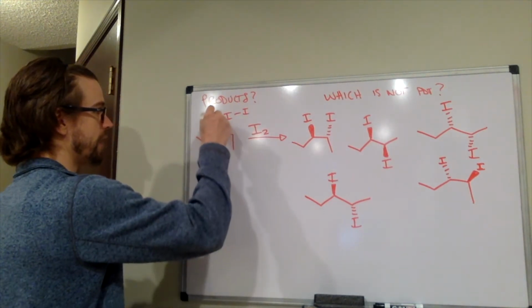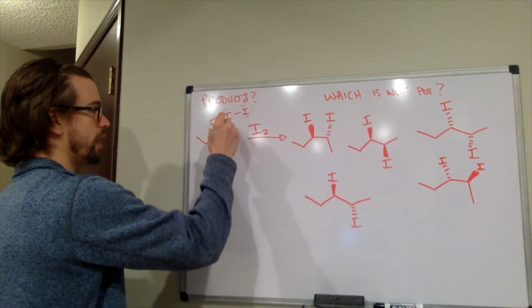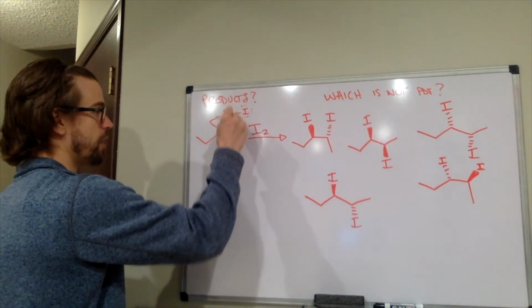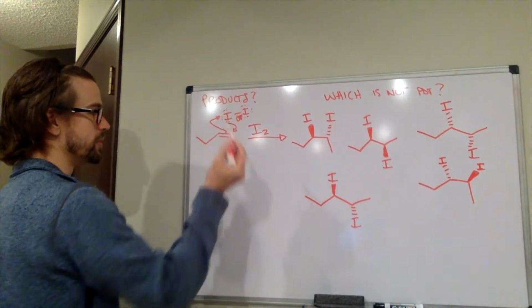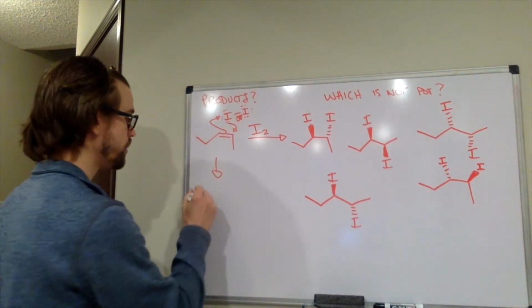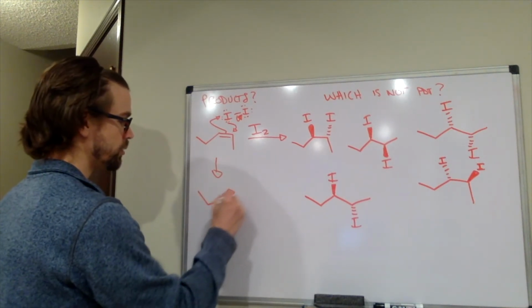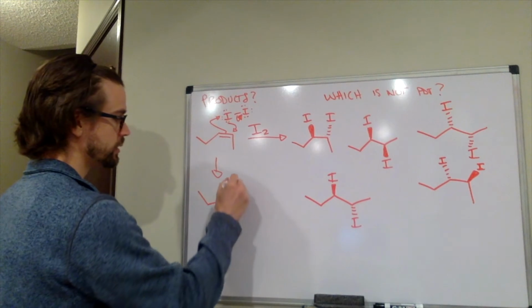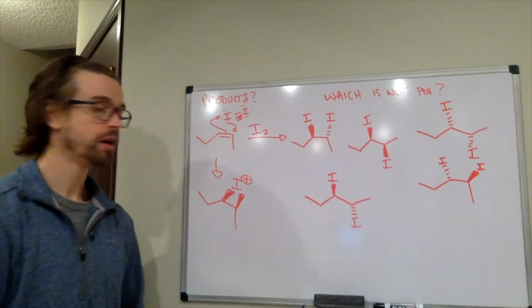So the pi bond adds to the iodine. The iodine bond breaks, and it adds to the opposite face. It can either add to the top or the bottom. We'll just have it add to the top. So we'll do wedges to our I plus. So we have our iodonium ion.